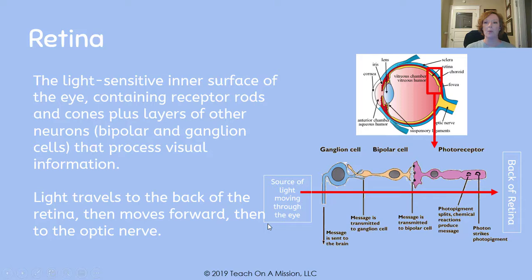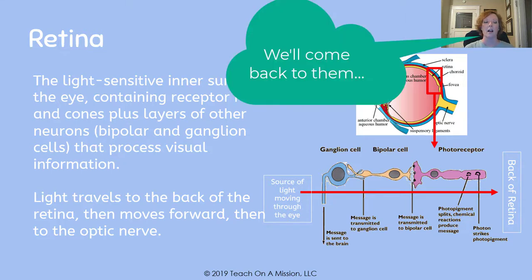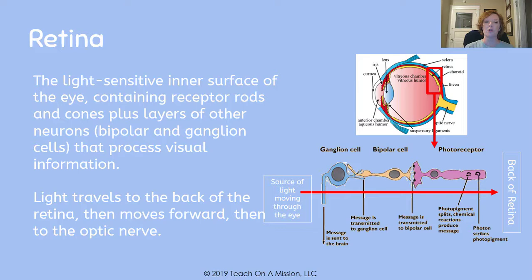Okay, so let's talk about the retina because this is really where the magic happens. This is the light-sensitive inner surface of the eye. It contains the receptor rods and cones plus layers of other neurons. These are neurons that assist in the process of seeing. And light will first travel to the back of the retina and then move forward. That's where it's going to hit the optic nerve that's going to send the message to the brain.